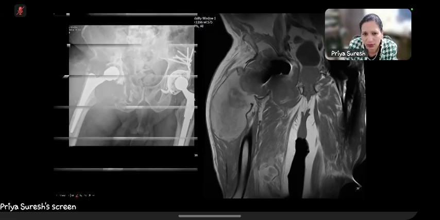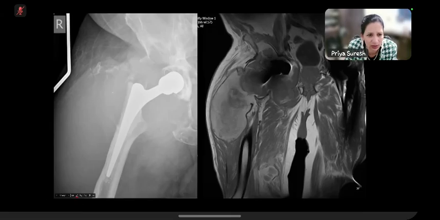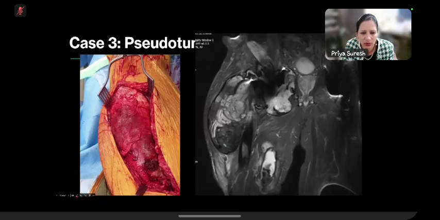If I go to the next one, you can see this, and it is eating into the femur as well, which is what it's doing here. It's eating into the acetabulum, and it's eating into the ischium. It's just mega, really big. And that's what it looked like in the operation theater, so a very big pseudotumor.